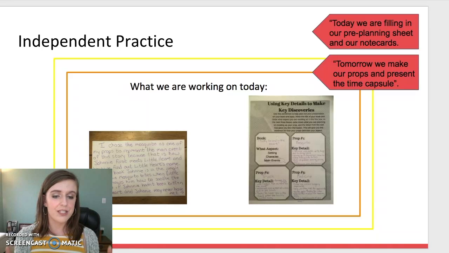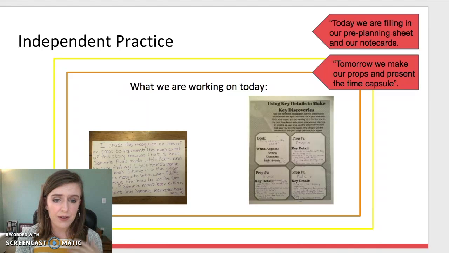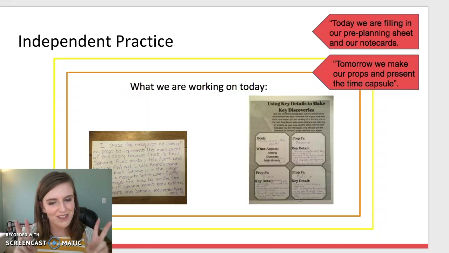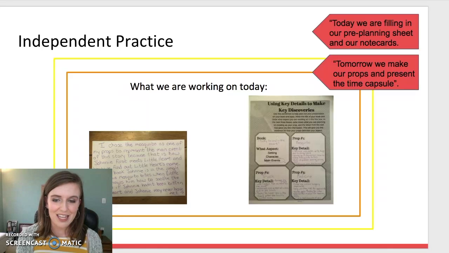And then you will also tomorrow be in charge of taking your props and presenting them with the other two people in your group to another group so they learn about the story and what the main events are, who the characters are, and what the setting looks like. And then we're going to create kind of a little time capsule so that in the future, if we forget about the book, we can just read our note cards and look at our props to help jog our memory about what happened. So, what are we going to be doing tomorrow? Yes, tomorrow we are going to make our props and present our time capsule.